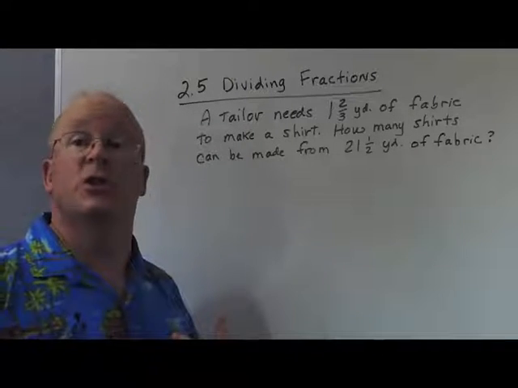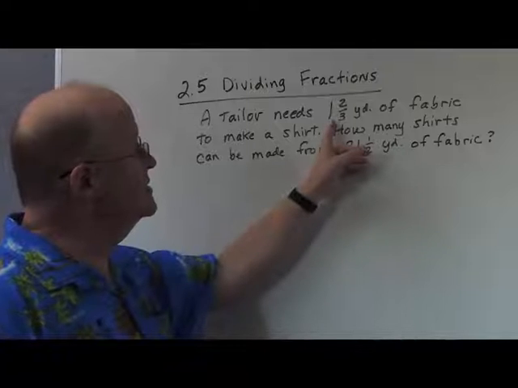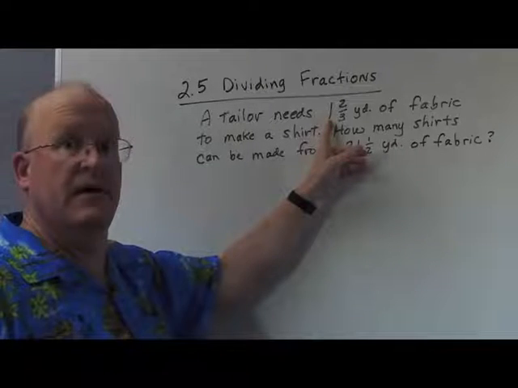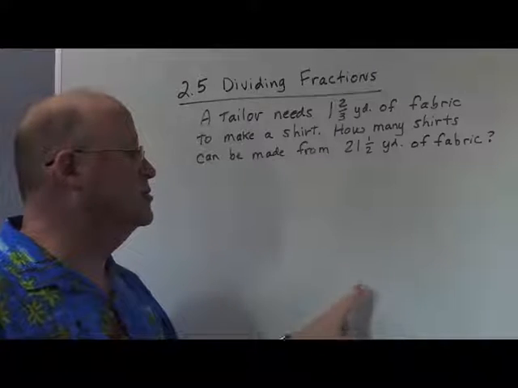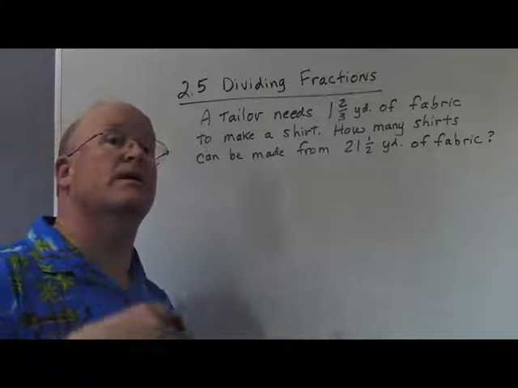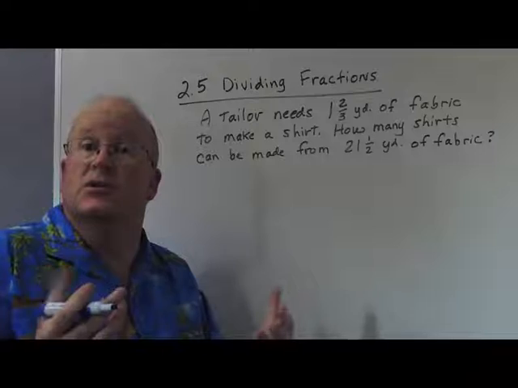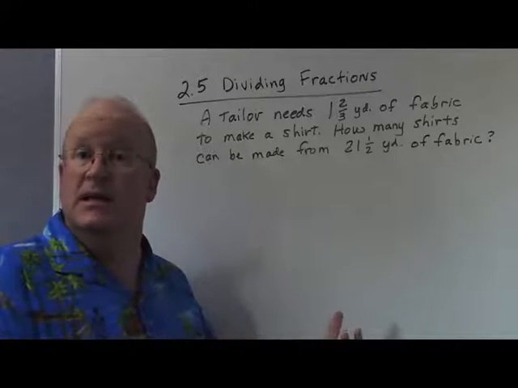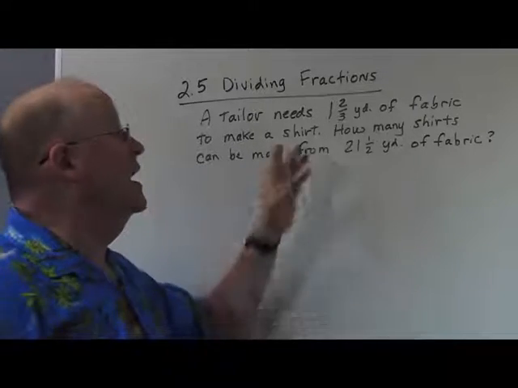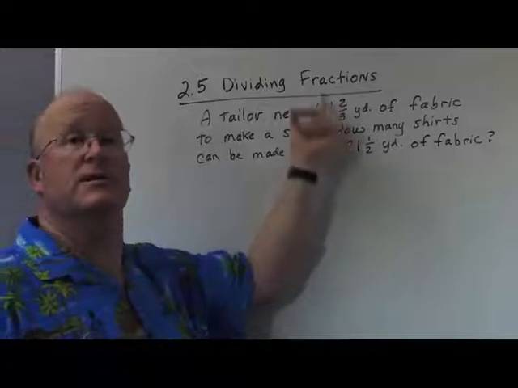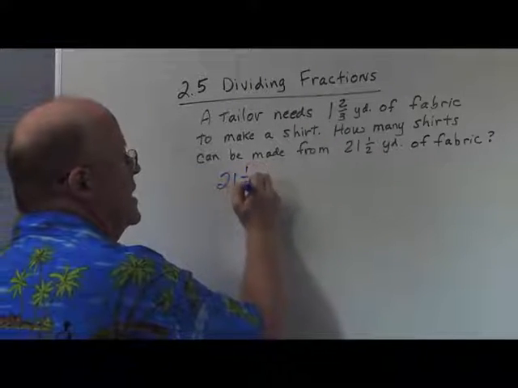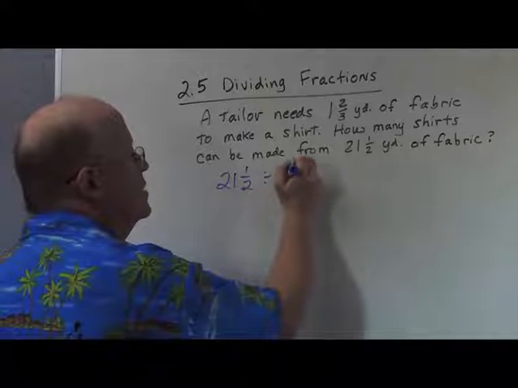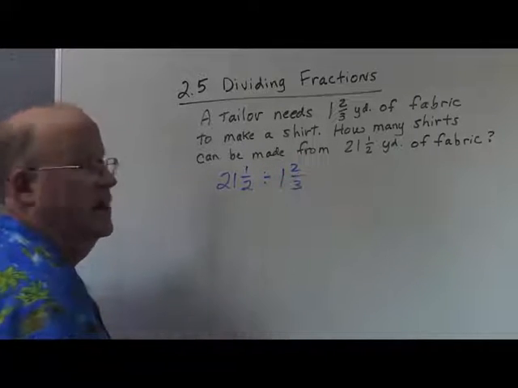I would recommend changing the numbers. Pretend that it takes 2 yards of fabric to make a shirt and you've got 20 yards. 2 yards goes into 20 10 times. Oh, you can make 10 shirts. 20 divided by 2 makes 10. Ah, we're dividing. And then we can go backwards and do this division. Take 21 and 1/2 and then divide it by 1 2/3.